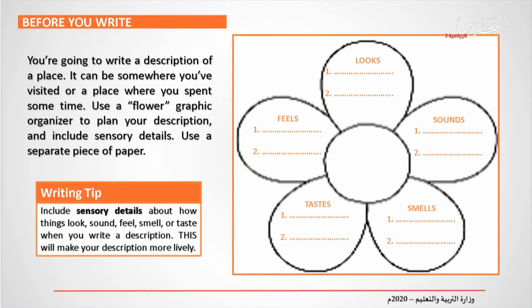Now it's your turn to write. Before you write, you're going to write a description of a place. It can be somewhere you visited or a place where you spent some time. Use a flower graphic organizer to plan your description and include sensory details. Use a separate piece of paper. Include sensory details about how things look, sound, feel, smell, or taste when you write a description. This will make your description more lively.